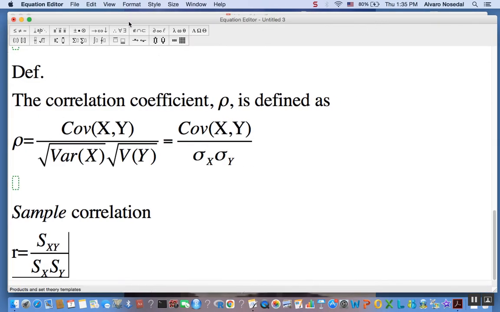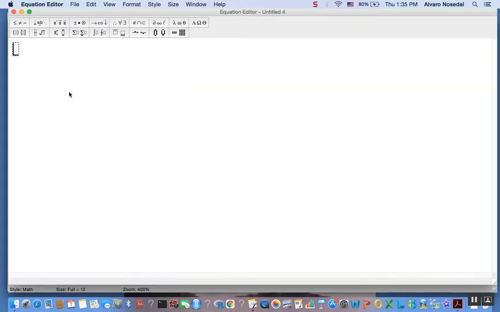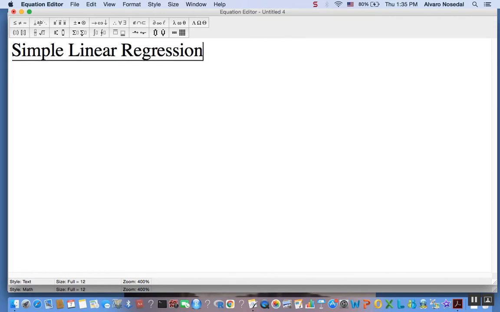Okay, now let's talk about our main problem, right? We said that we were going to start our discussion about linear regression. So what's linear regression about? Simple linear regression. Okay. So what's the idea? The idea is that we have n pairs of points, right? So we have the following data.